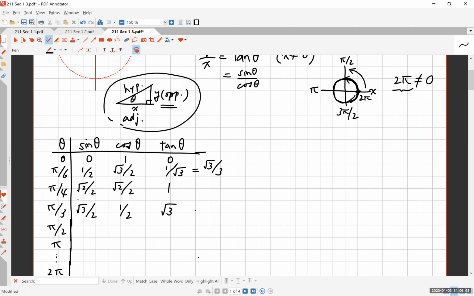And then the tangent will be the reciprocal of this number, which is, of course, square root of 3. What happens at 90 degrees, pi over 2? Sine, well, now it's at the highest point of the unit circle. So the y value will be 1. The cosine, the x value, is 0.